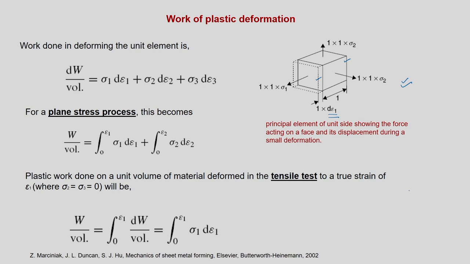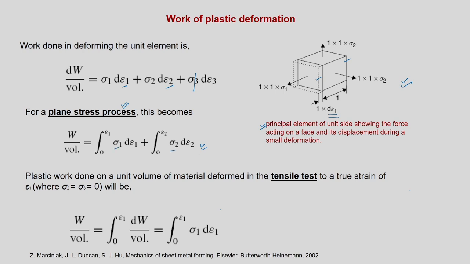Since this is a principal element, we can directly write the work done per unit volume as sigma 1 d epsilon 1 plus sigma 2 d epsilon 2 plus sigma 3 d epsilon 3. If you want the absolute value of work done per unit volume, you can integrate it, and I have given an example for a plane stress process. If it is plane stress, as per our definition, sigma 3 will go off, and you will have sigma 1 d epsilon 1 plus sigma 2 d epsilon 2. If you want the work done per unit volume, you can integrate it between 0 to epsilon 1 and 0 to epsilon 2, which will give you this particular equation.